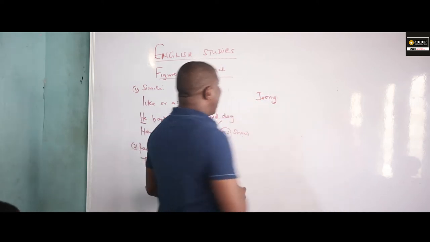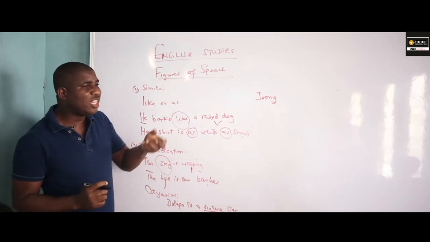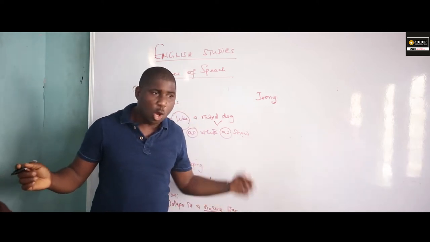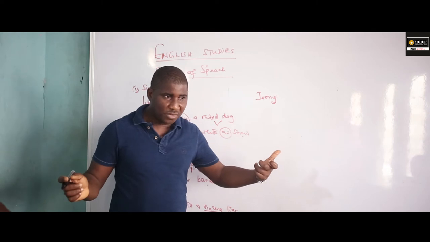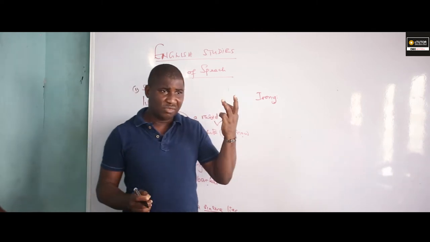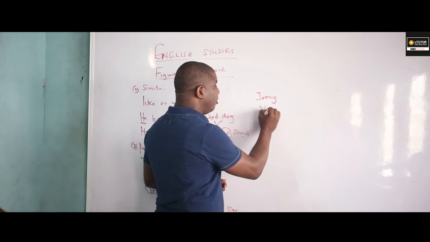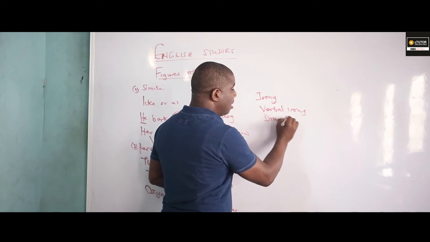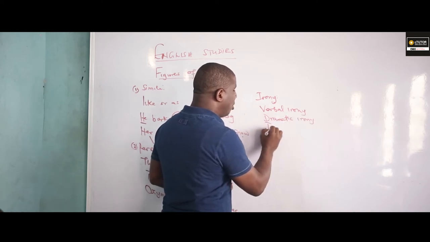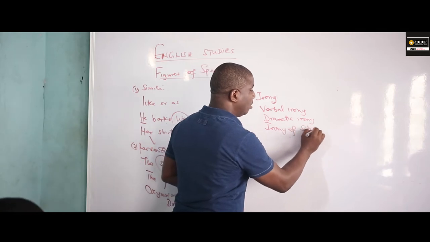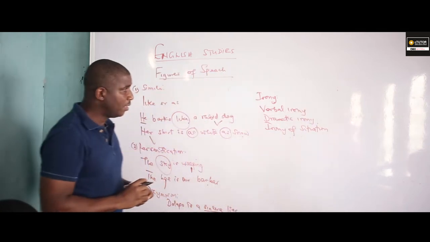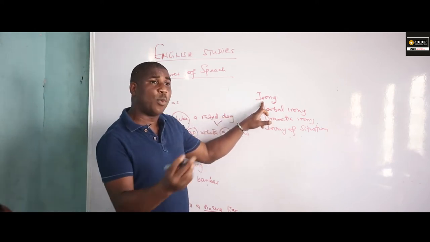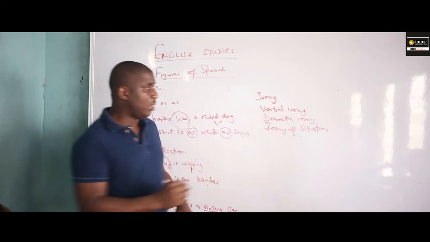Irony is a figure of speech in which one says the opposite of what he or she intends to say. Am I communicating? When you mean the opposite. However, we have different types of irony. We have verbal irony, we have dramatic irony, and we have irony of situation. So, irony is a figure of speech in which one says the opposite of what he or she intends to say.